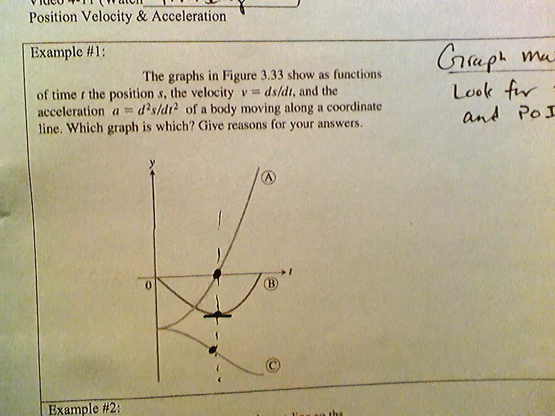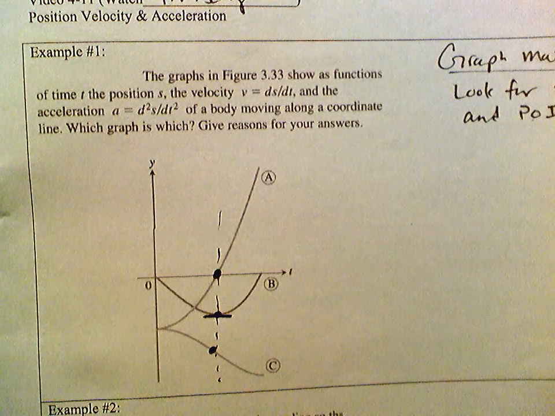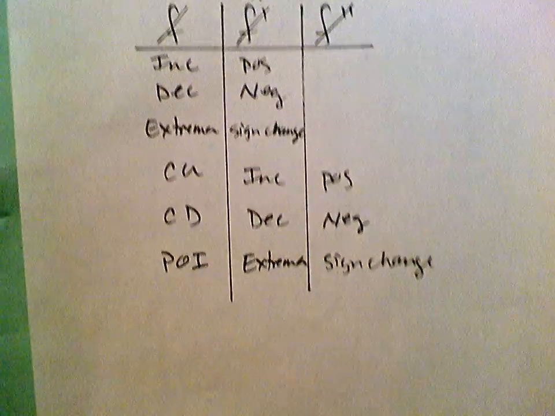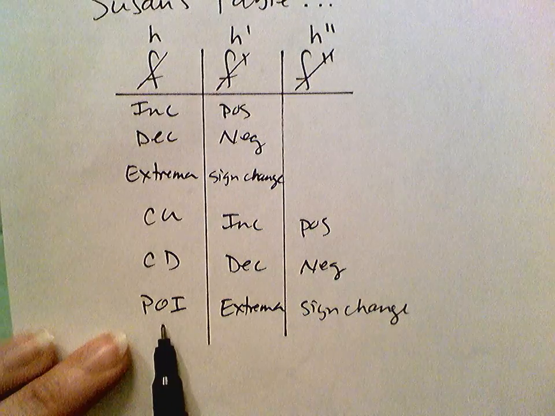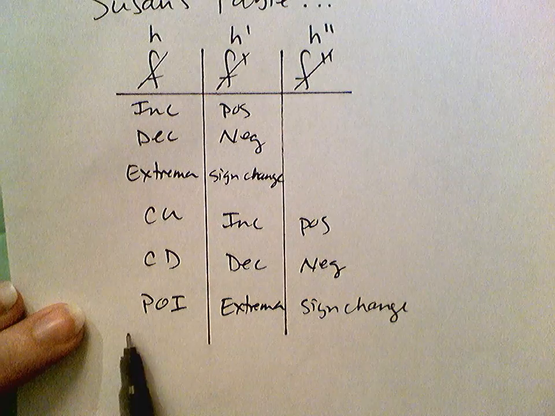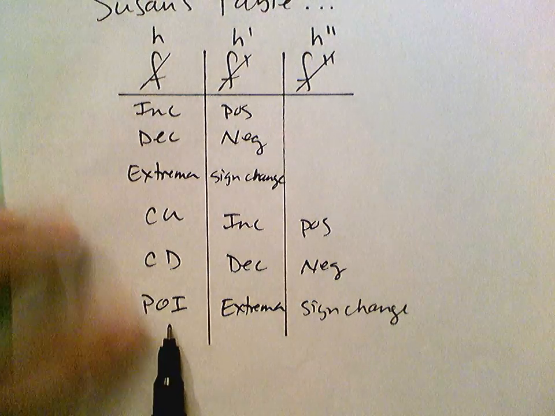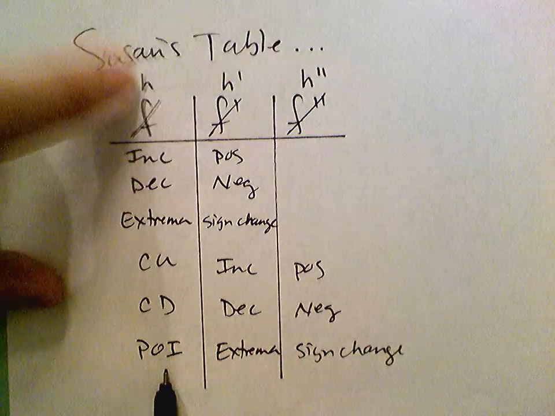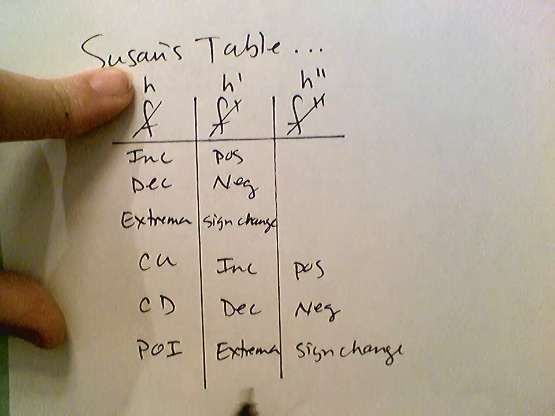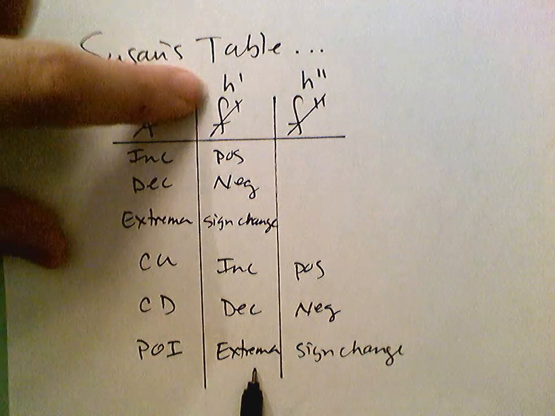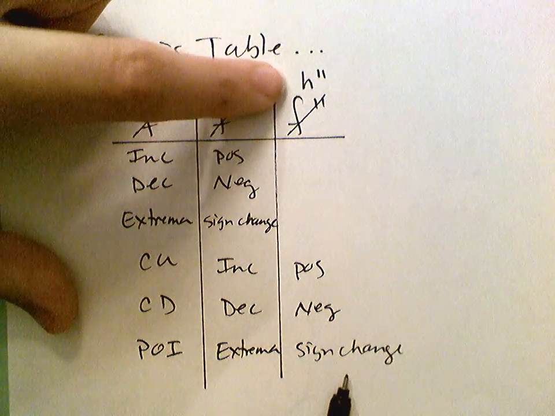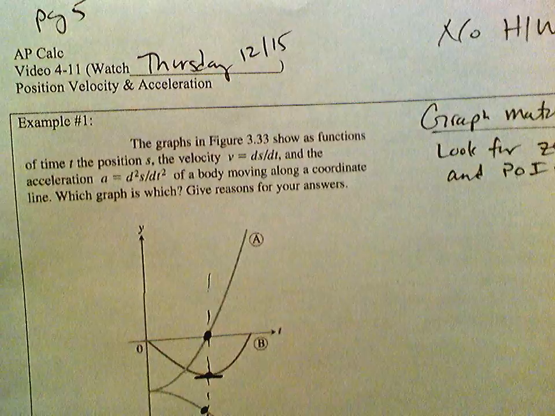So the question is, which one is the position function, which one is the velocity function, the first derivative, and which one is the acceleration function, the second derivative? Well, if you look at our graph, if you've got a point of inflection, an extrema, and a sign change all corresponding, you've got three different graphs and they're all lining up, then the point of inflection must have been on the original graph, in this case our position graph. The extrema would be on the first derivative graph, the velocity graph, and the sign change on the second derivative graph, the acceleration graph.